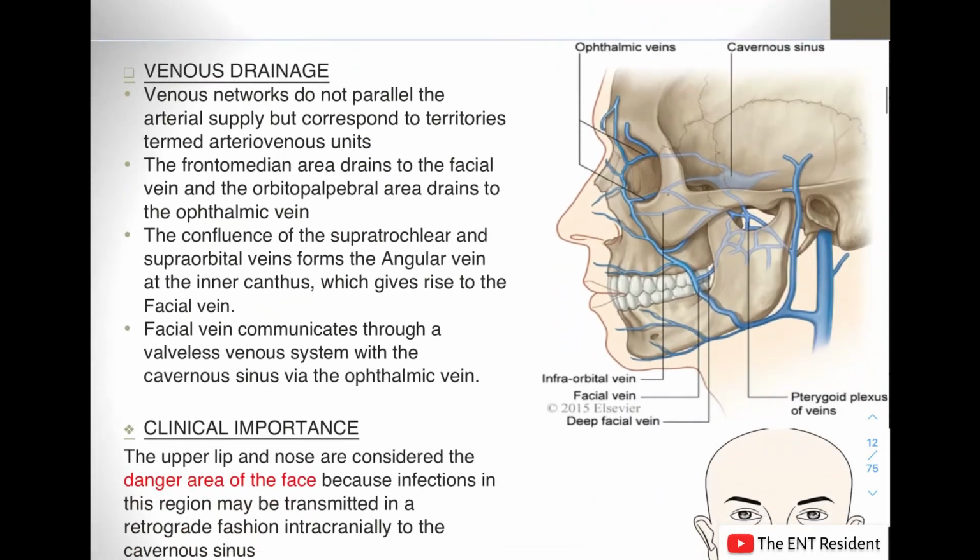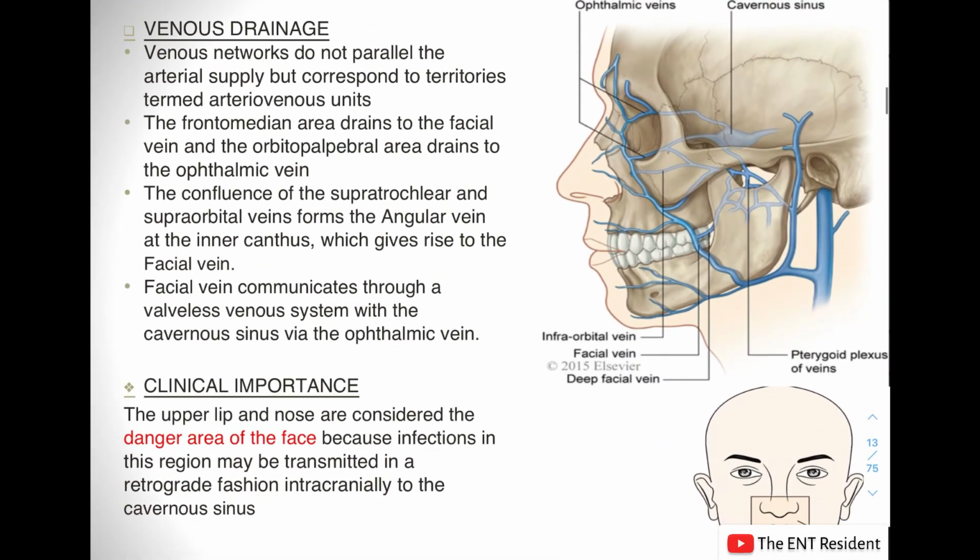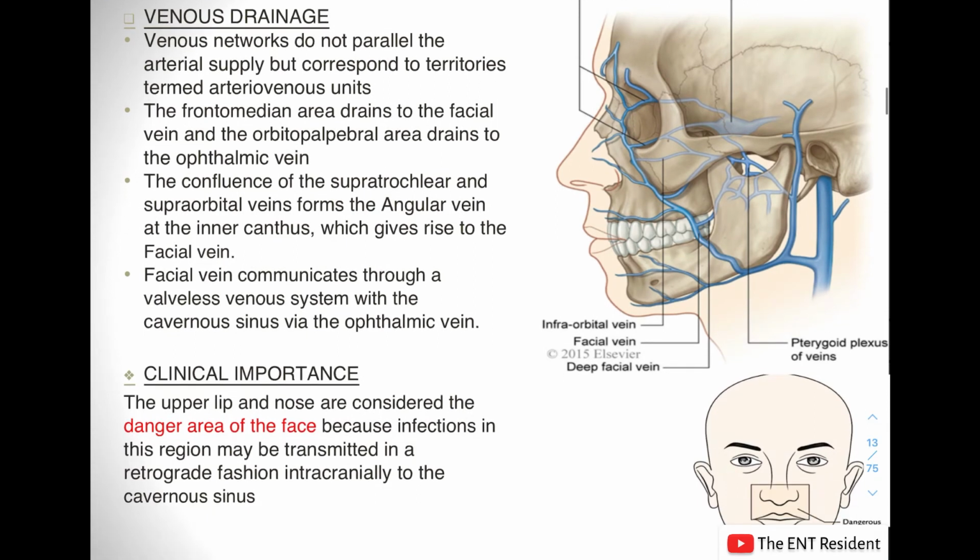Next, we learn about the venous drainage. Venous drainage is very important to know because it has a lot of clinical importance. In all cases you'll notice that the venous drainage is exactly like the arterial supply. They have similar names and it is very easy to remember that. Whereas in the case of the external nose, they do not parallel the arterial supply, but in turn, they actually correspond to territories which are named as arteriovenous units.